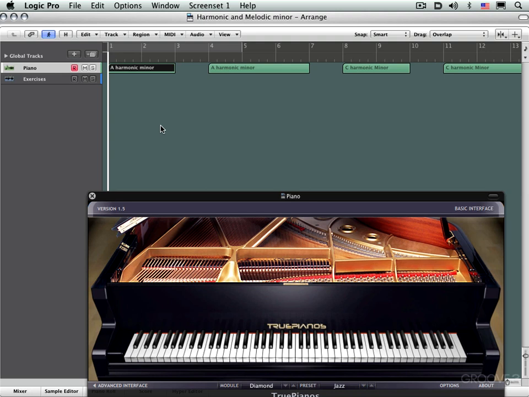So relative minor and relative major refer to the two keys, the major and minor keys, that share the same key signature. In this video, we're going to look at two other variations of the minor scale, the harmonic minor scale and the melodic minor scale.